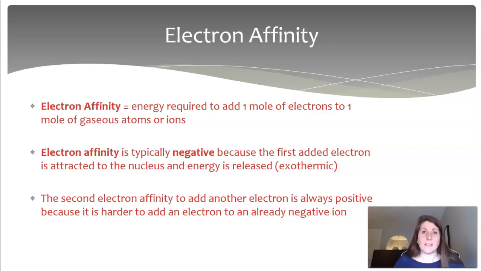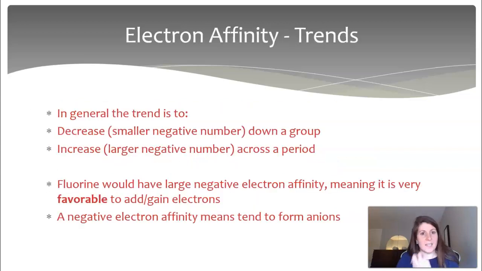However, for the second electron that would be added, the electron affinity will always be positive because it's going to be hard and require energy to add that second electron to something that's already negative. When we look at electron affinity, the general trend is that we will decrease down a group, meaning a smaller negative number down a group, and then we will increase or get a larger negative number across a period. There are a lot of exceptions to this, but in general, this is what happens.